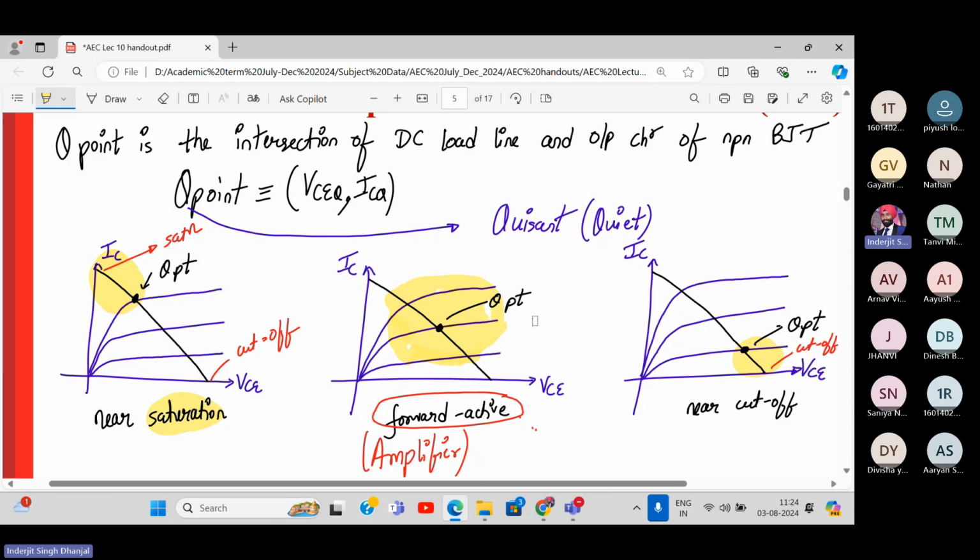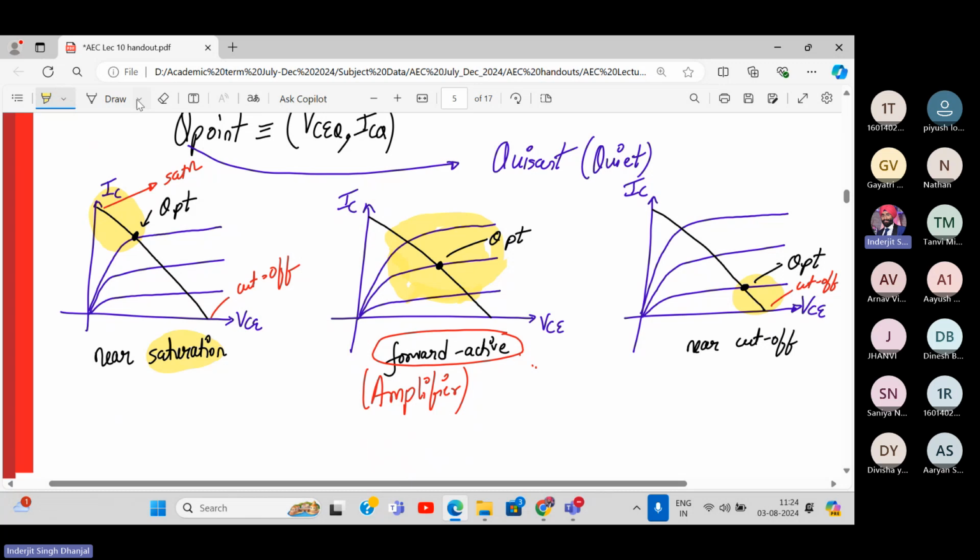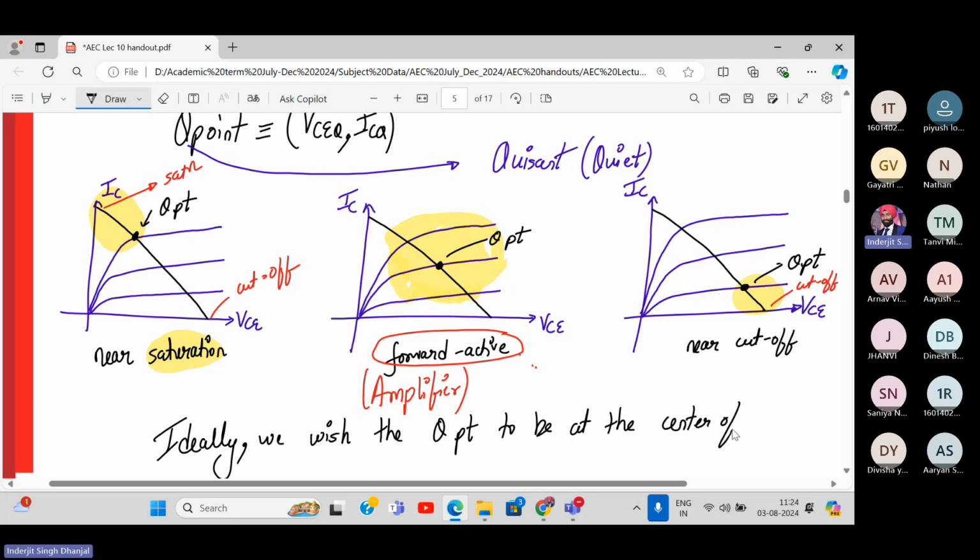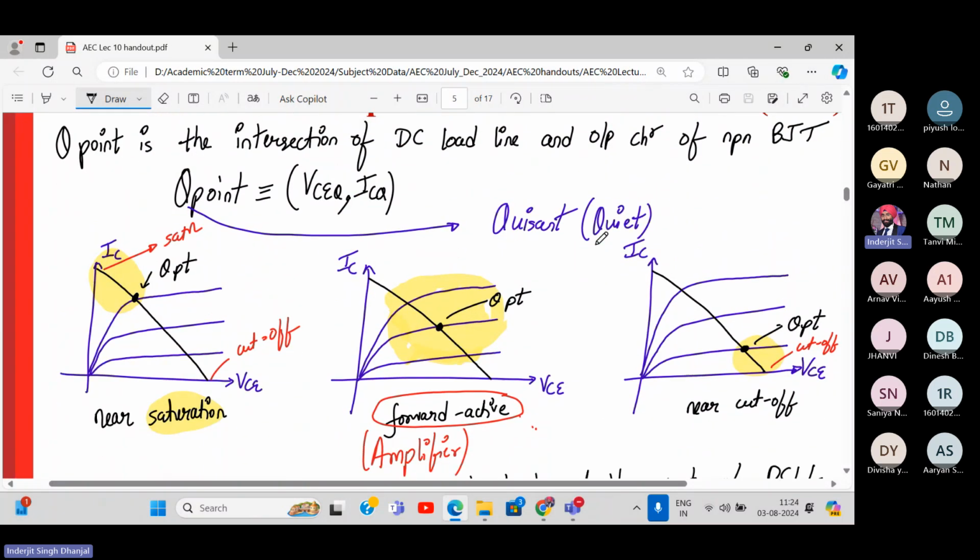Okay, so the location of the Q point on the DC load line is important. Ideally, we wish the Q point to be at the center of the DC load line. This is the ideal situation. If it is in the center of the DC load line, even if there is a slight variation of the Q point up and down, it's still in the forward active region, and your BJT stays in the forward active region. All right. So this is the concept of Q point and DC load line.